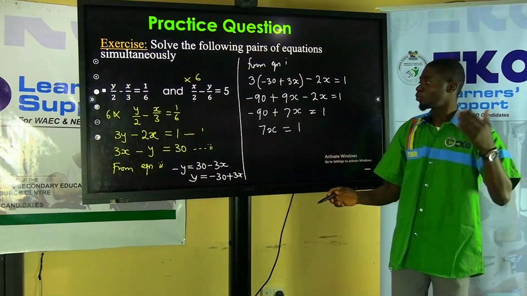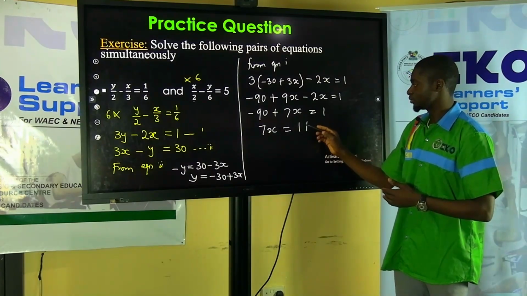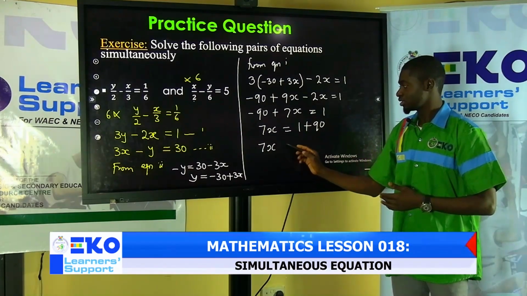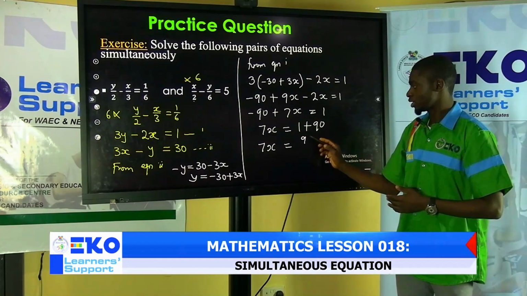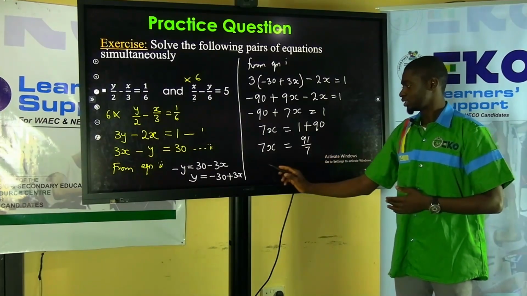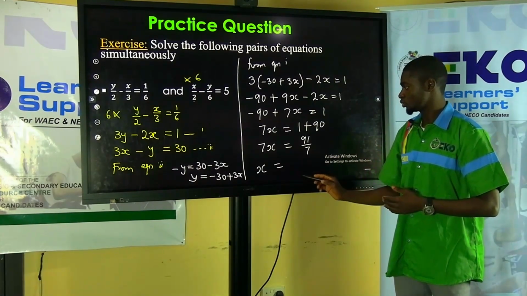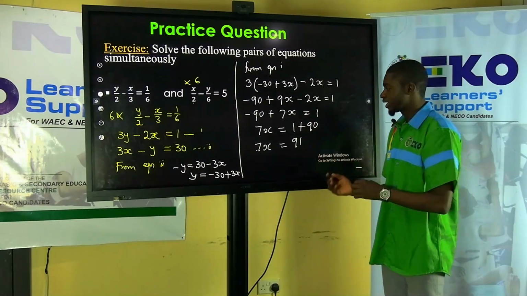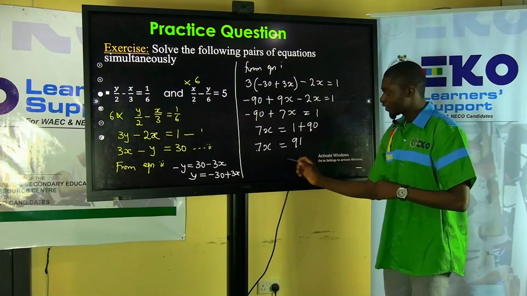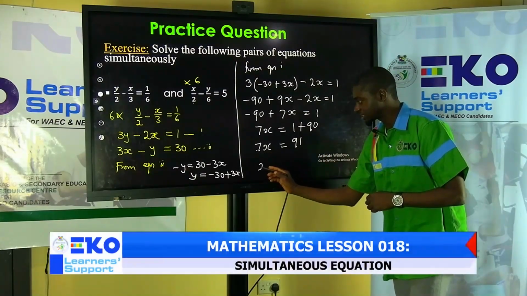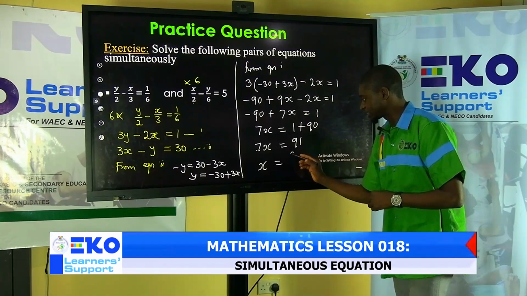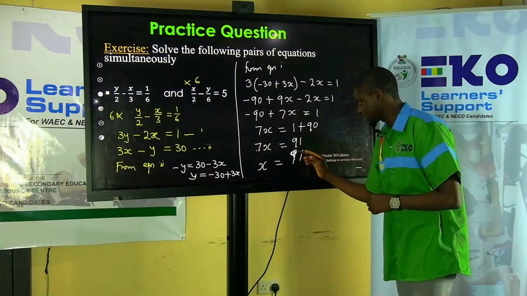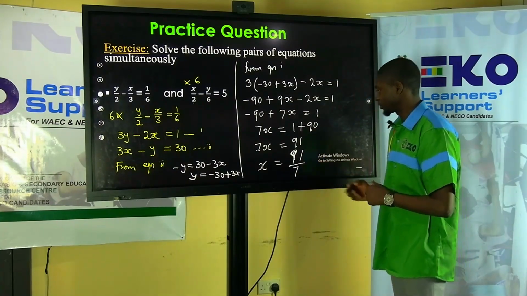Whenever a negative number moves from one side to the other, it turns positive. So we have 7x equals 91. Then x will be equal to 91 over 7. Now that we have this, we divide both sides by the coefficient of x, which is 7. So if I divide this by 7, I will have x. Then I will divide 91 by 7. That is 91 over 7.